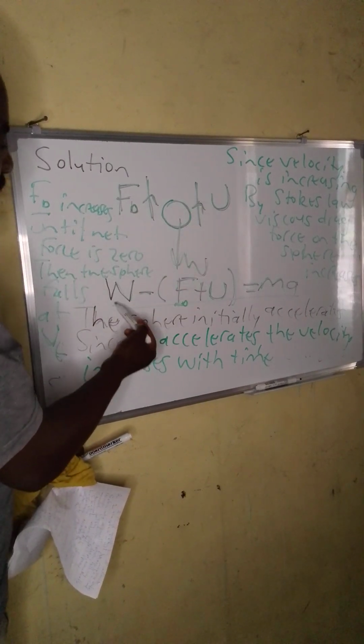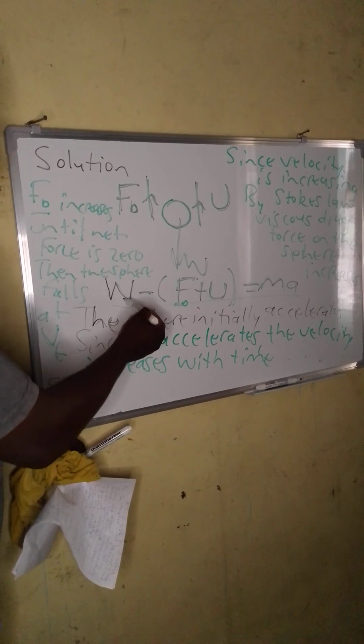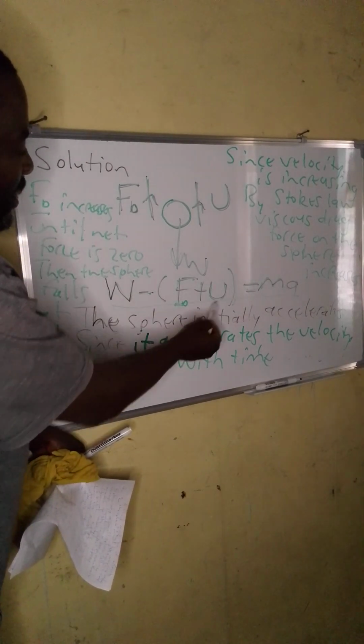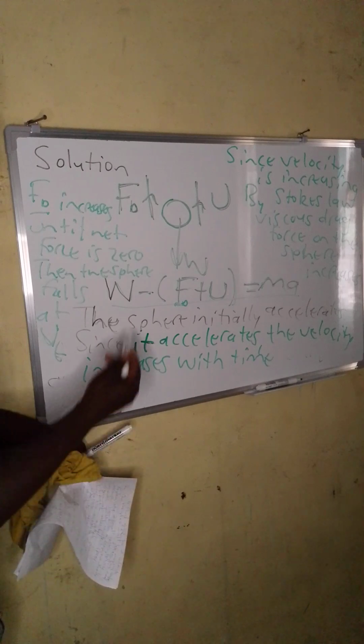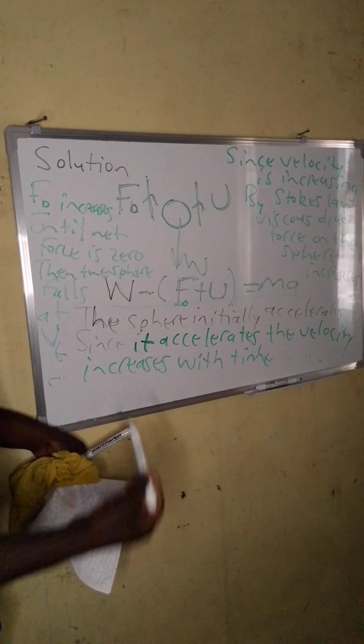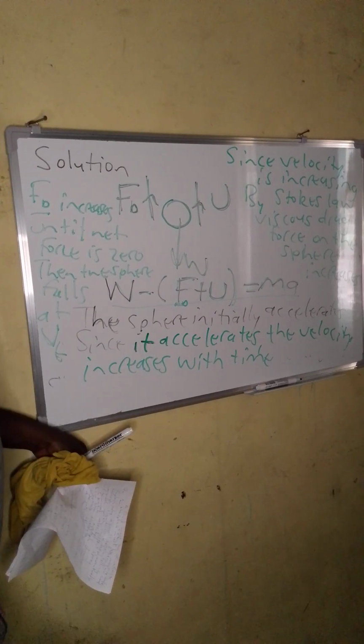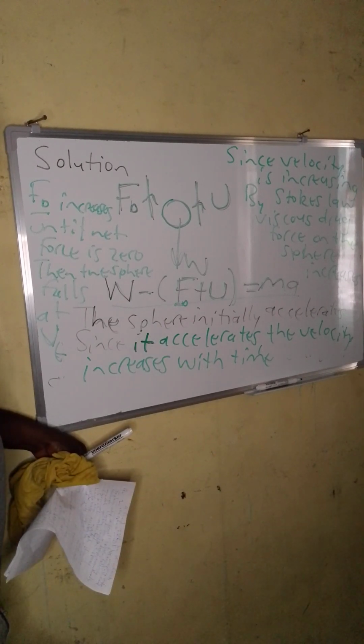From this free body diagram, we deduce that there's going to be a net force on the sphere: weight of the sphere minus the sum of viscous drag force and upthrust. Since there's a net force, the sphere initially undergoes an acceleration. Since the sphere is accelerating, the velocity increases with time. Since the velocity is increasing with time, by Stokes' law, the viscous drag force on the sphere increases.